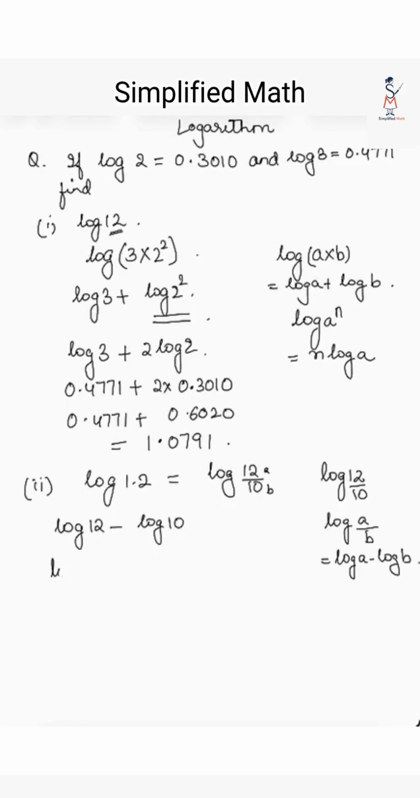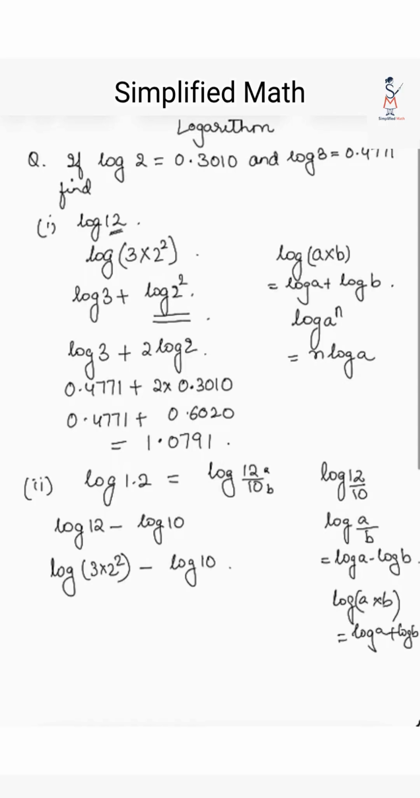So now log 12 can be written as 3 into 2 square. We'll factorize it, minus log 10. Now again log A into B. What is log A into B? It is log A plus log B. So this will become log 3 plus log 2 square minus log 10.